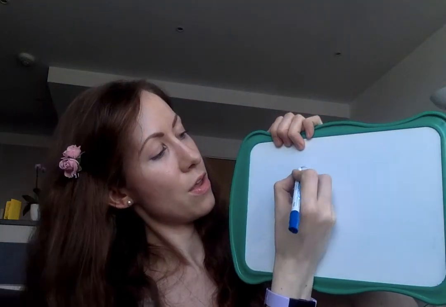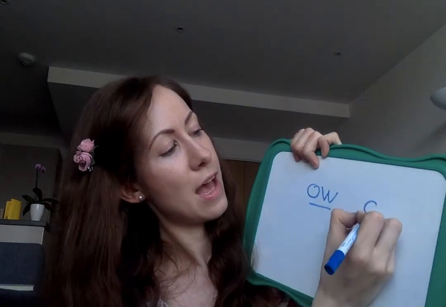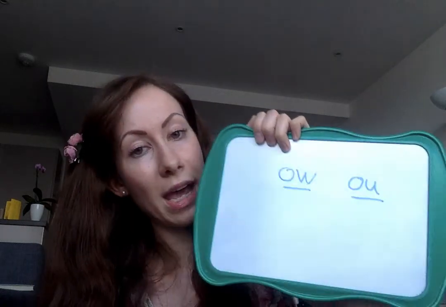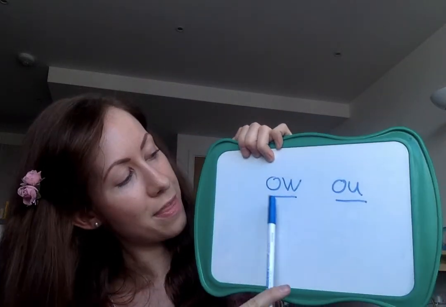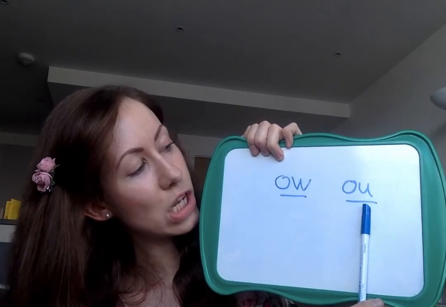And you have written your sentence. Well done. Great job. So just remember, we have got this way to write the owl digraph and this way to write the owl digraph. This one is usually used at the ends of words and this one is usually used in the middle of words. Okay, my darlings, give yourself a pat on the back for great phonics work today, and I hope you enjoy the rest of your learning.